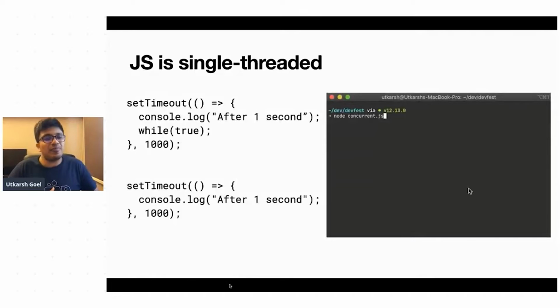Again, to reiterate the concept we just discussed, JavaScript is single-threaded, which means that even if one of those callbacks that go into the call stack is blocking, there is no magical way for the JavaScript engine to move on to the second callback of the set timeout. It's going to wait for the first one to finish. So JavaScript inherently is single-threaded.